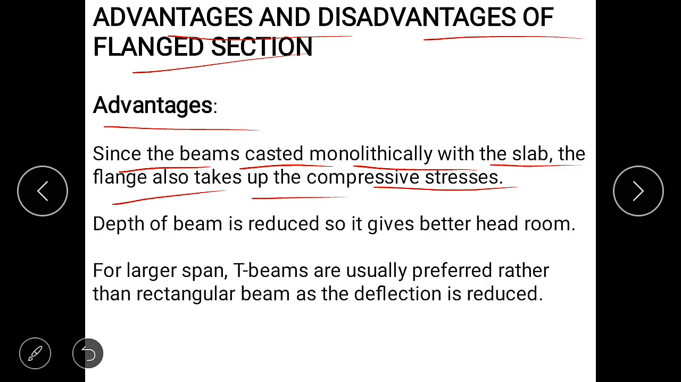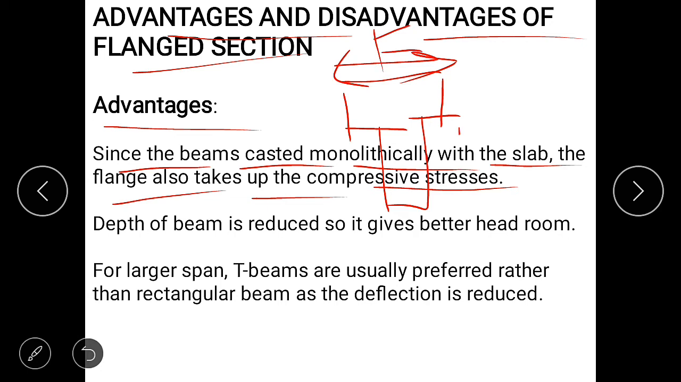Flange means this upper portion, and this lower portion is called the web. So the flange also takes up the compressive stresses. Depth of the beam is reduced, so it gives a better headroom.